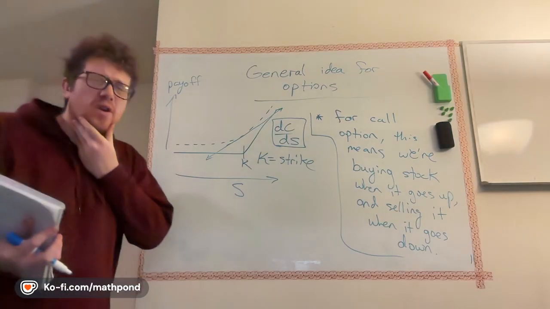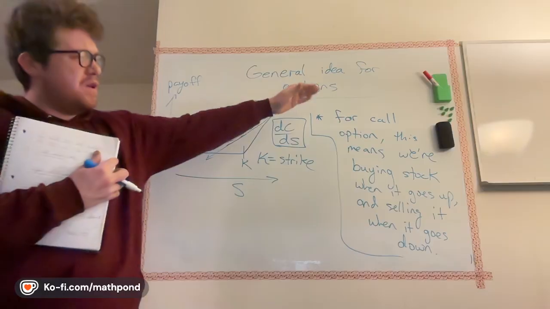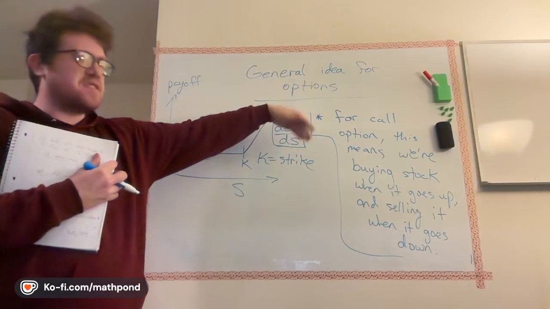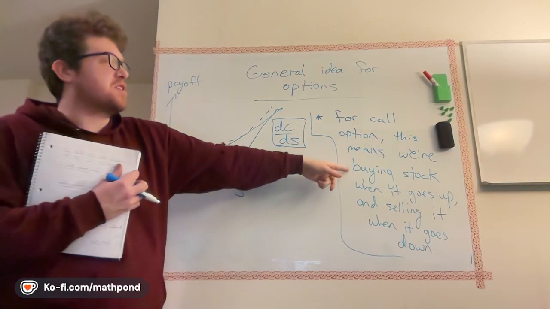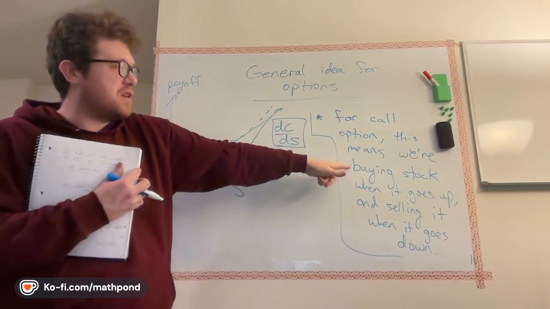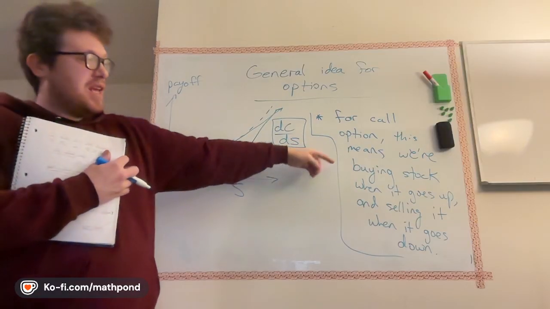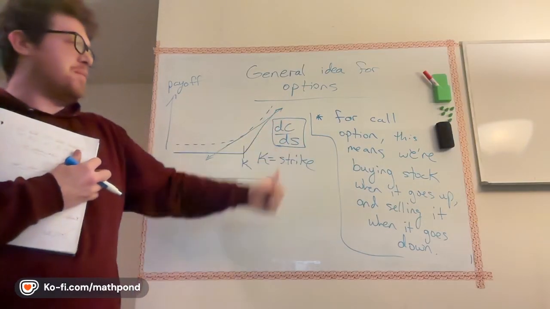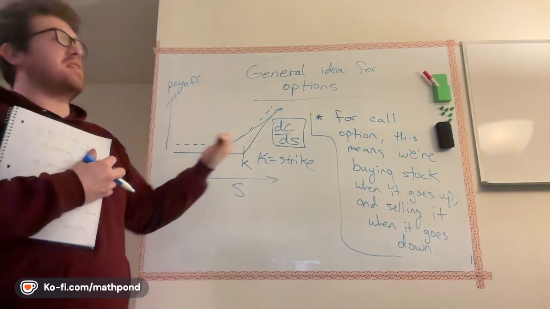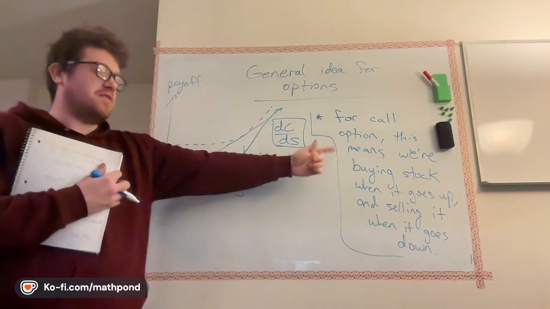So yeah, and then a put option is similar, except with a put option you're making money when the stock goes down, so it would be similar, except when the stock is going down, you're selling more stock short, and then when it goes back up, you're buying it back. So basically the opposite of this.